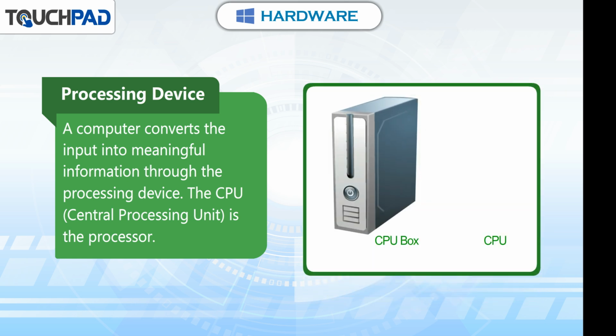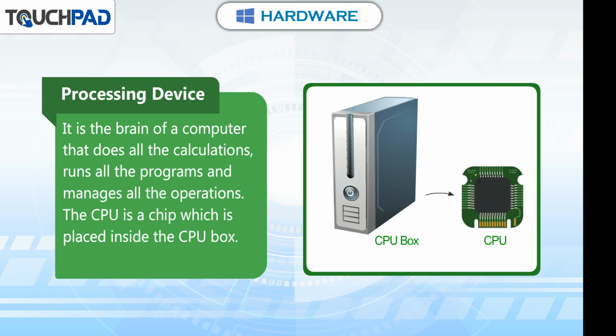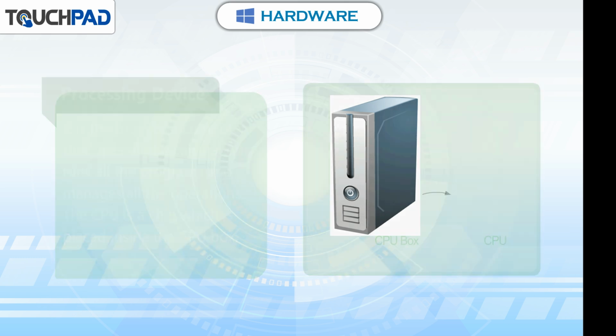Processing device. A computer converts the input into meaningful information through the processing device. The CPU, Central Processing Unit, is the processor. It is the brain of a computer that does all the calculations, runs all the programs, and manages all the operations. The CPU is a chip which is placed inside the CPU box.